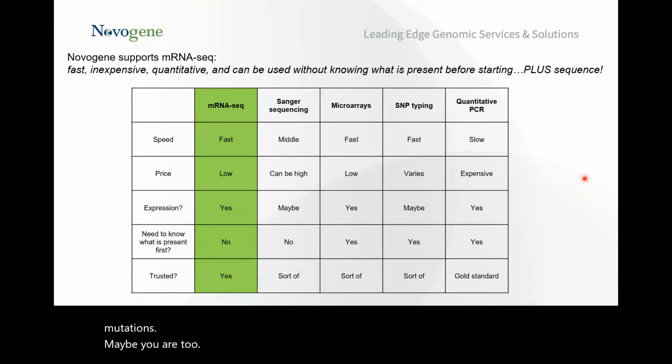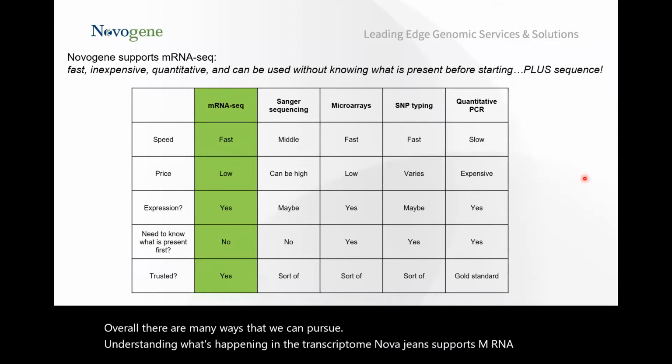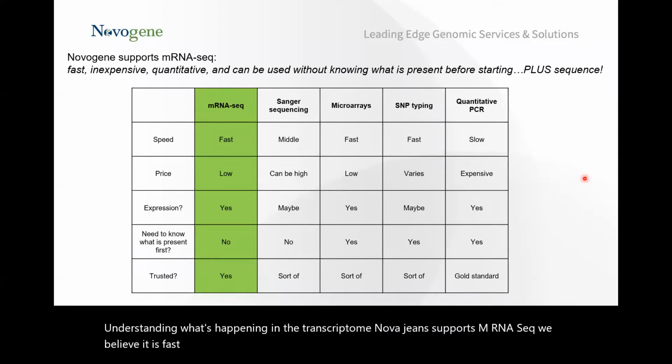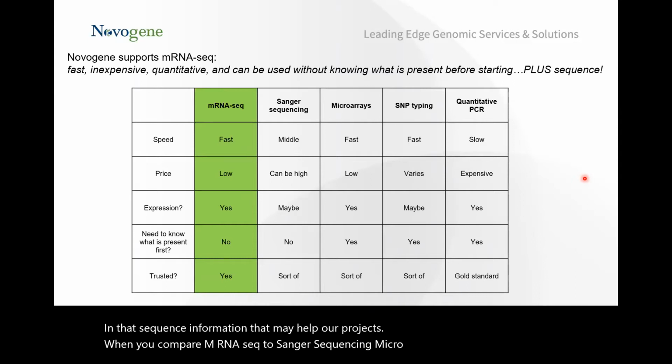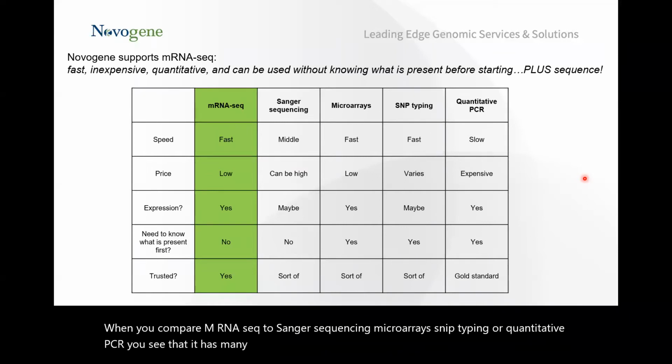Overall, there are many ways that we can pursue understanding what's happening in the transcriptome. Novogene supports mRNA-Seq. We believe it is fast, inexpensive, quantitative, and can be used without knowing what is present before starting. Plus, we gain that sequence information that may help our projects. When you compare mRNA-Seq to Sanger sequencing, microarrays, SNP typing, or quantitative PCR, you see that it has many gains.